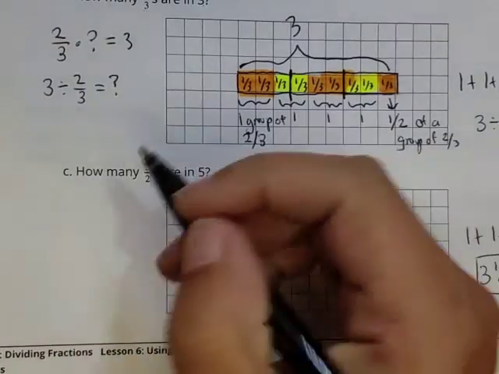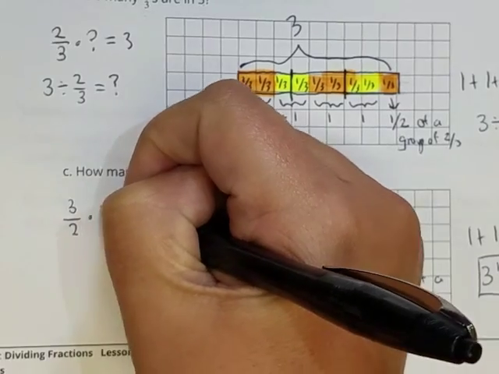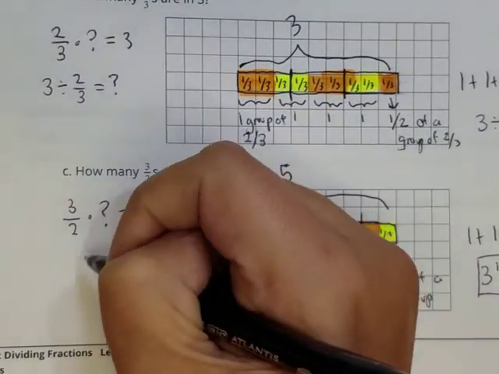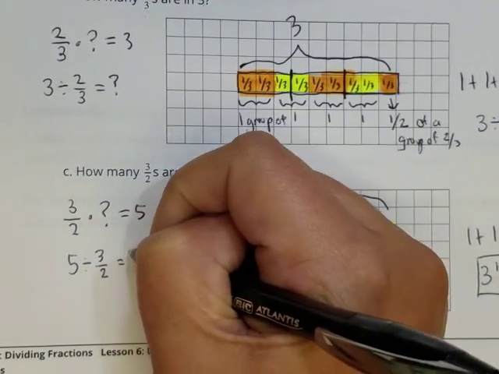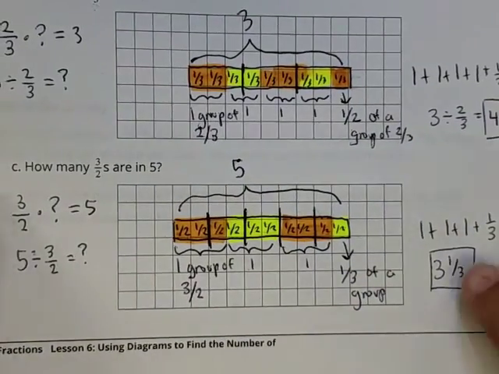For this answer, again, I forgot. I'm so sorry. I forgot my problem. So 3/2 times what is 5? And 5 divided by 3/2 is what?